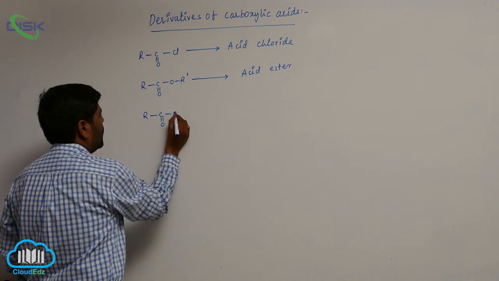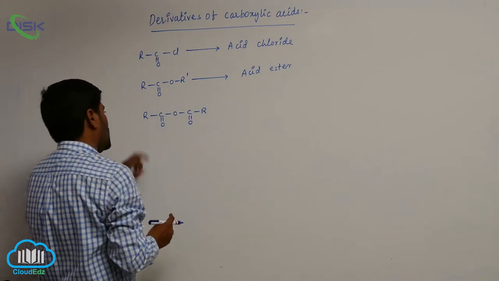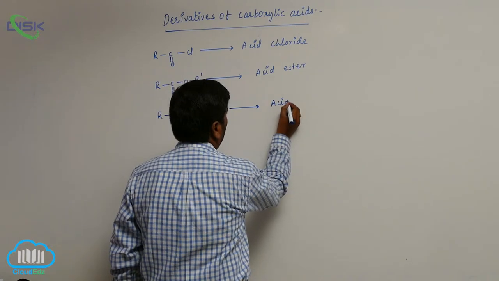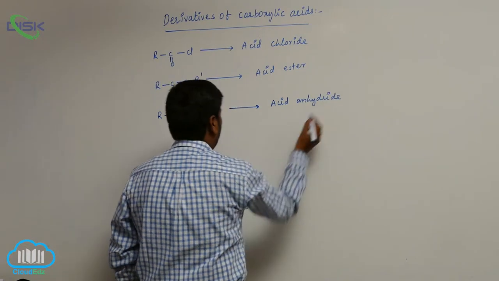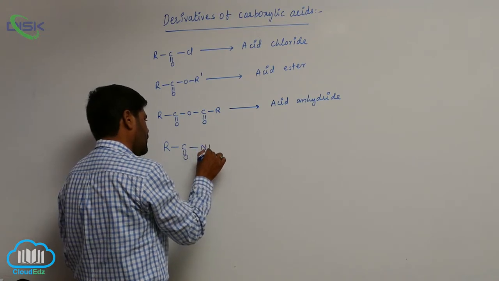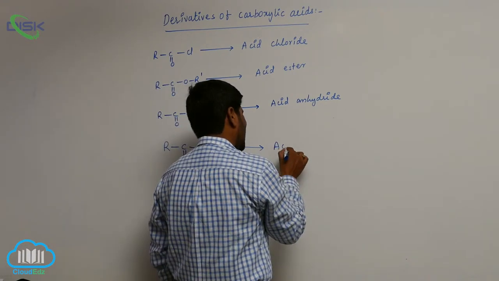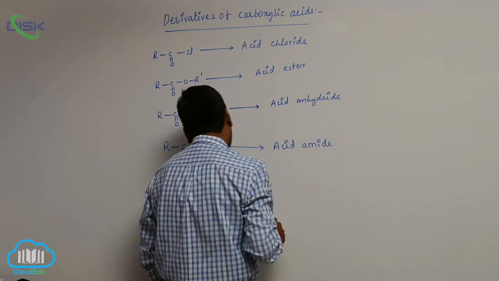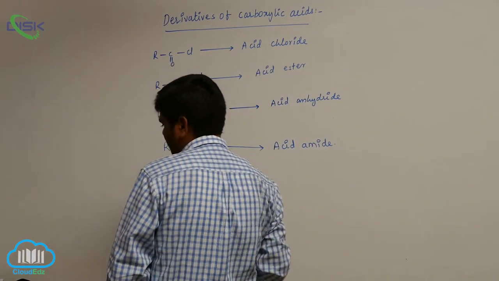R C double bond O, O, C double bond O R is known as acid anhydride. R C double bond O NH2 is known as acid amide. So these compounds are known as derivatives of carboxylic acids.